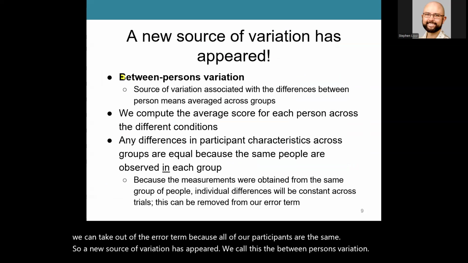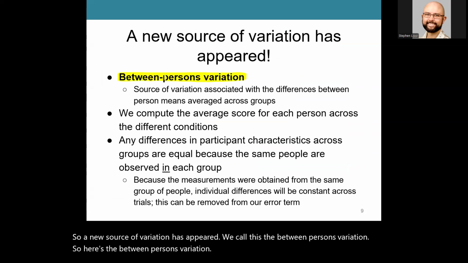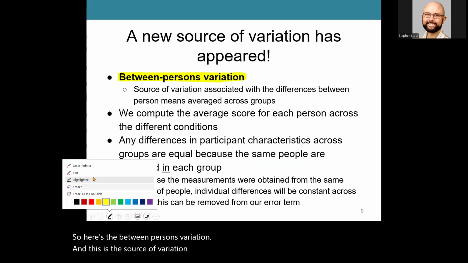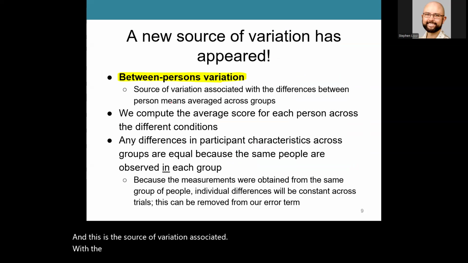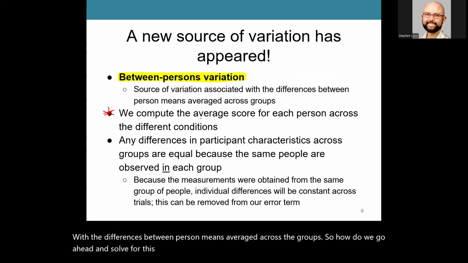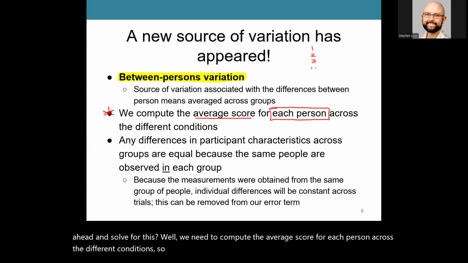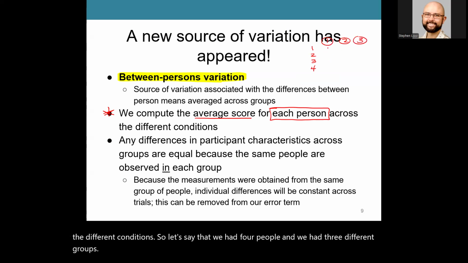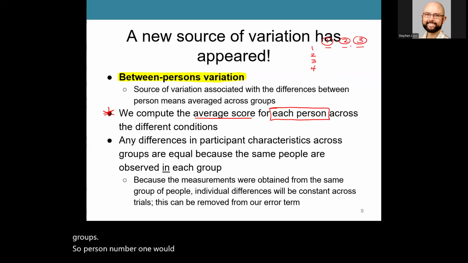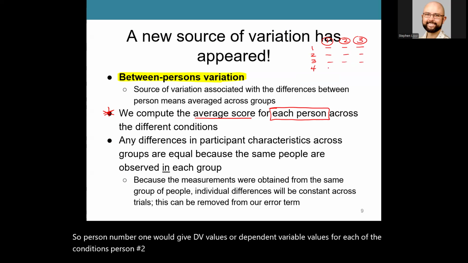So here's the between persons variation. And this is the source of variation associated with the differences between person means averaged across the groups. So how do we go ahead and solve for this? Well, we need to compute the average score for each person across the different conditions. So let's say that we had 4 people and we had 3 different groups. Person number 1 would give DV values, or dependent variable values, for each of the conditions. Person number 2, person number 3, person number 4.